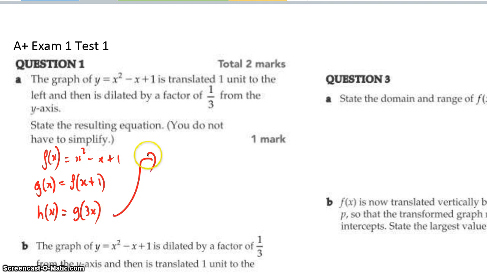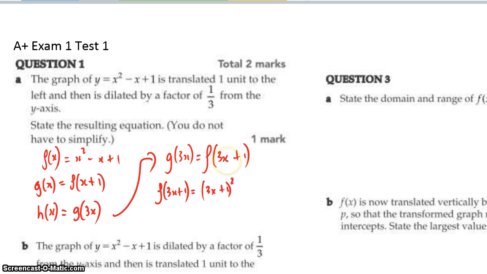So if I want to find out what g of 3x is, it's simply f of 3x plus 1, because every time you see an x, you replace it with 3x. And then f of 3x plus 1 ends up being (3x plus 1) squared minus (3x plus 1) plus 1. If I wanted to, I could expand all of that out, but it says you do not have to simplify. It's only worth 1 mark, so they're just after the answer mark.